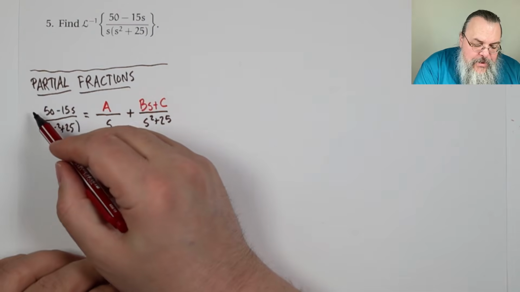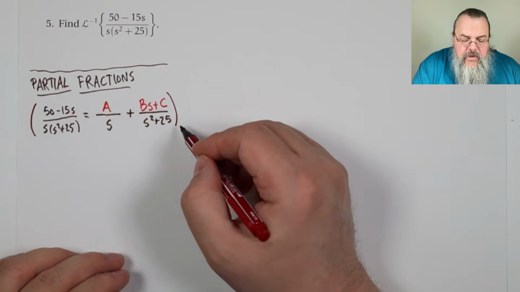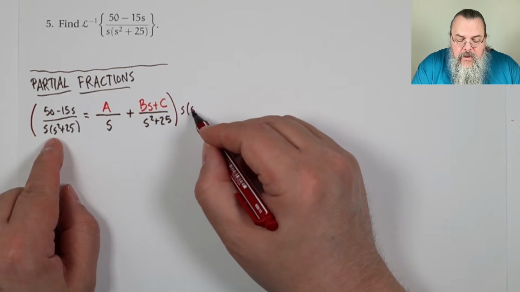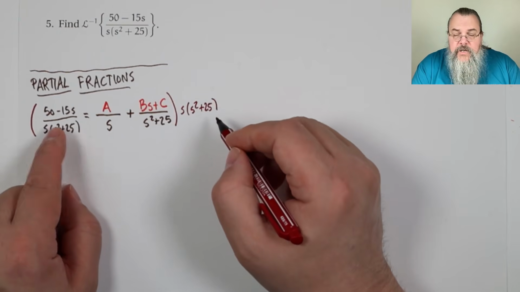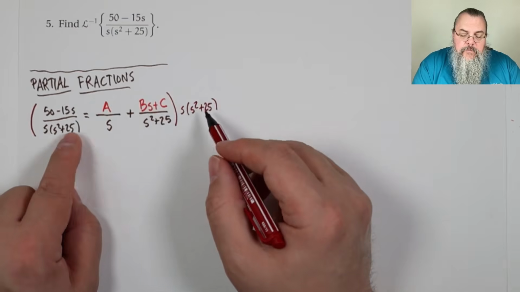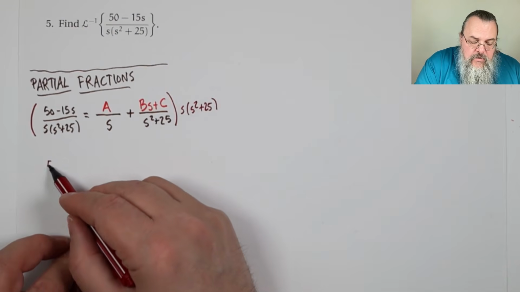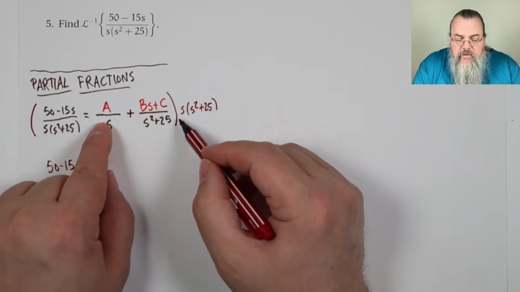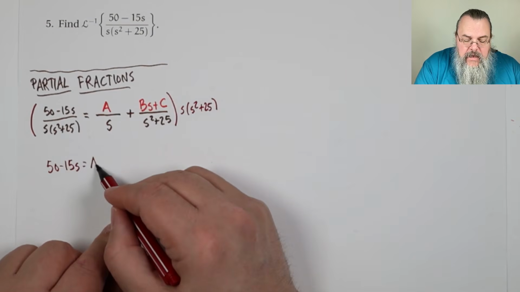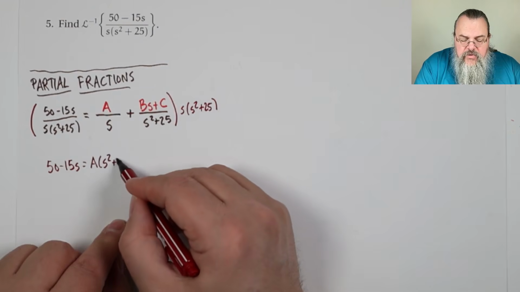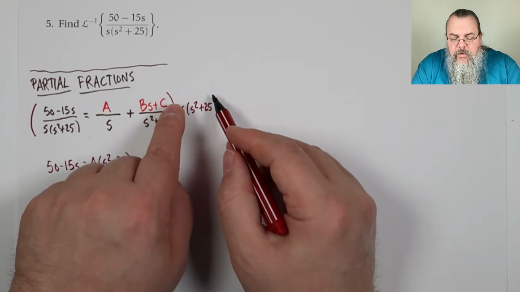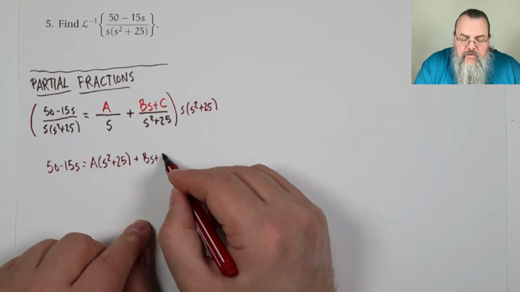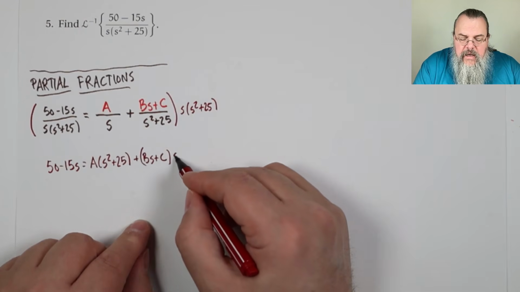Well, all right, now where do we go? We're going to multiply to get rid of our denominators because we want to get to polynomial equals polynomial. So I'm going to start with my original denominator. That's going to completely cancel on the left-hand side. So we get 50 minus 15s. Over here, the s's cancel. So we'll get a times s squared plus 25. Here, the s squared plus 25's cancel. And we're going to end up with bs plus c times s.